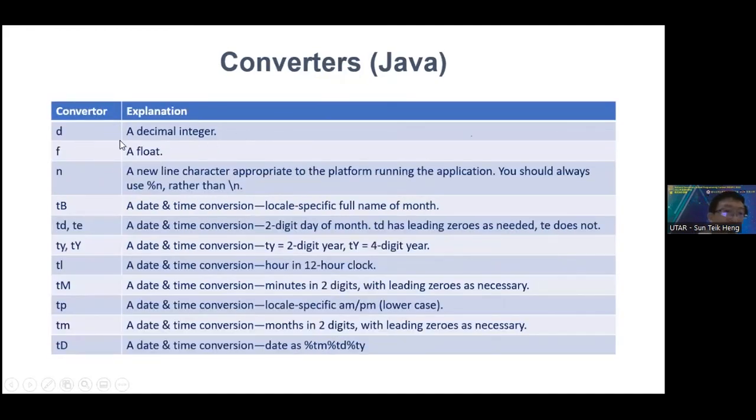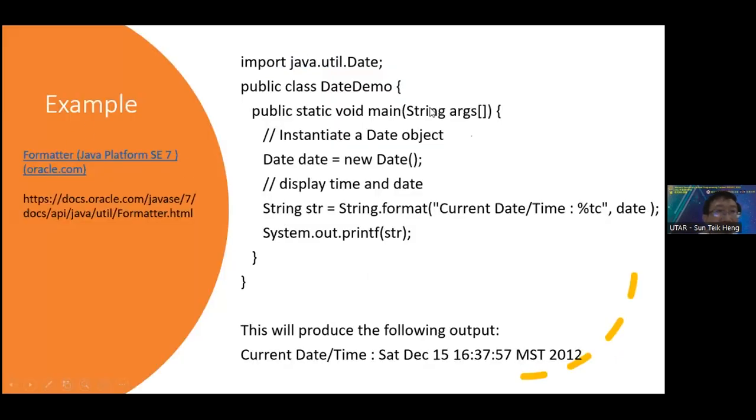Converter, all right. So you can have these various types of converters. To convert for decimal, you use d. Floating point, you use f. New line, you use n. So just now you have seen %n. For date and time conversion, you have all these. All right. Example. So the example here, you can see here in Java.